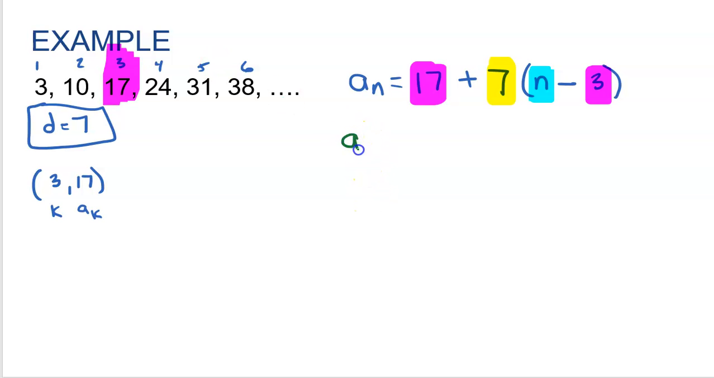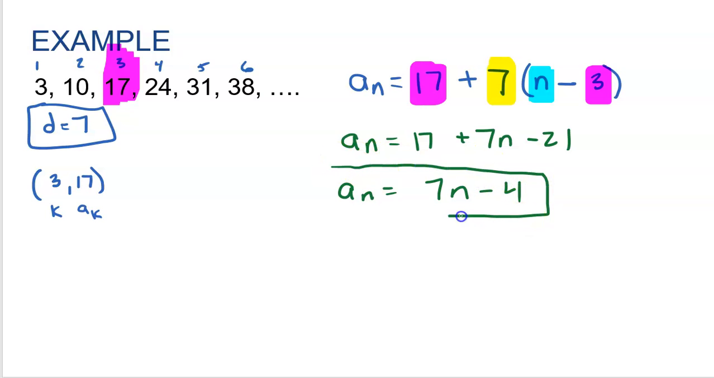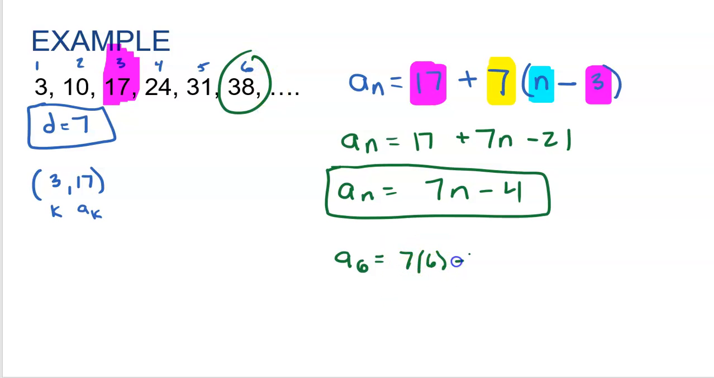All right, then all we got to do is clean this up here. We got to distribute that: 7n minus 21. Combine my like terms, and I get 7n. Let's see here, 17 minus 21 is negative 4. So now I have a formula to find any term I want. It's always worth it to make sure it works. Let's just check that if I plug in 6, I do in fact get a 38. 7 times 6 is 42. 42 minus 4 is 38. Oh my gosh, the formula works.